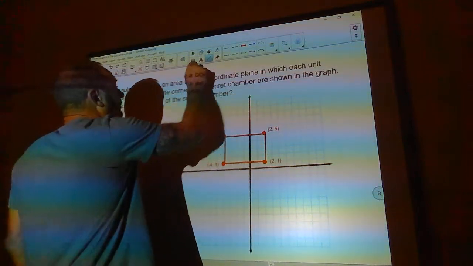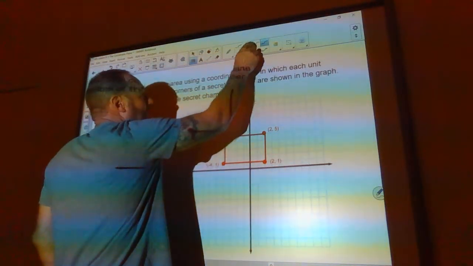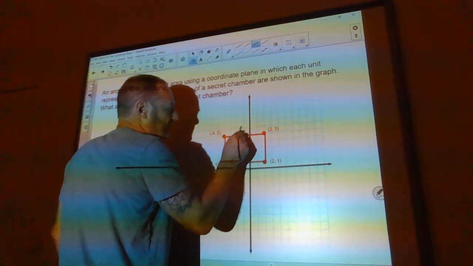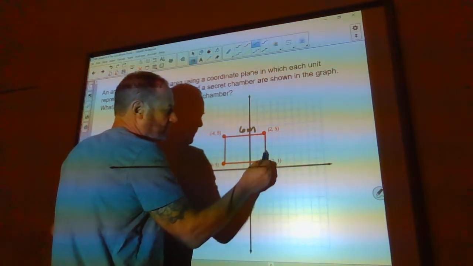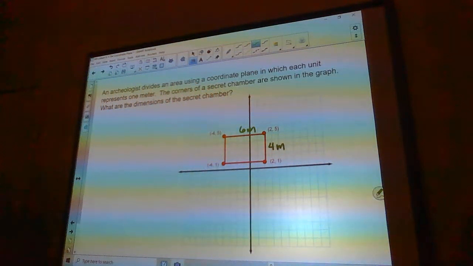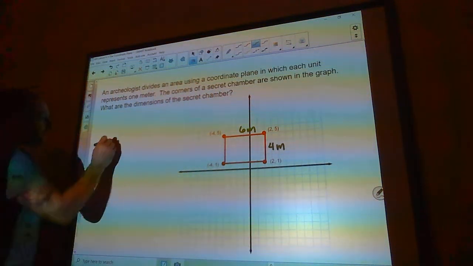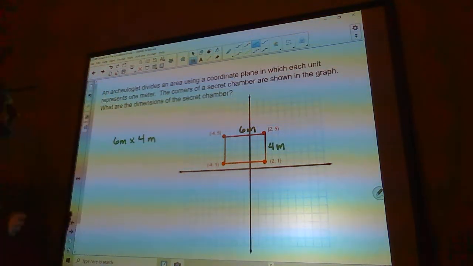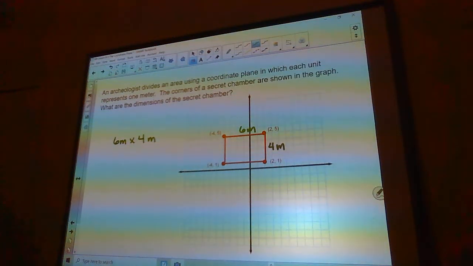And then I could count. This would be 1, 2, 3, 4, 5, 6 meters. And this would be 1, 2, 3, 4 meters. Okay, so the dimensions are 6 meters by 4 meters. There you go, that's it. Answers the question.